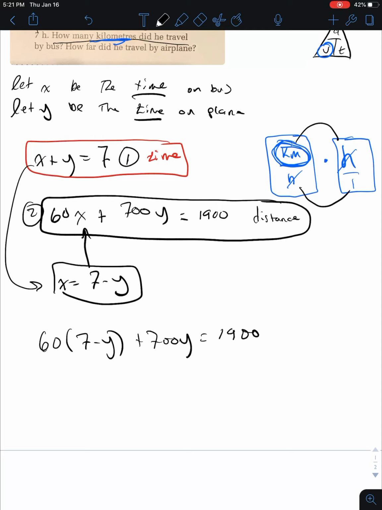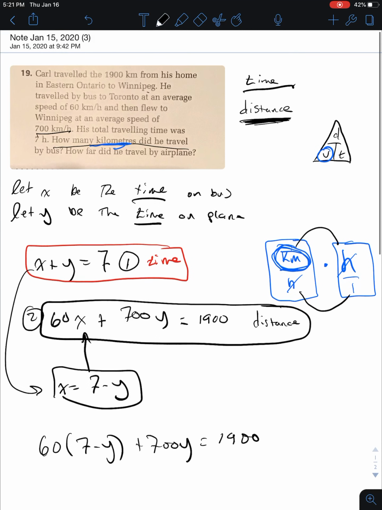How'd you get this over here? What's the distance? Remember, the whole time I'm trying to create two equations, time and distance, right? The question said 1900 kilometers was the total distance that he traveled, and because my second equation is about distance, there's the 1900. I'm going to get a distance traveled by bus and a distance traveled by plane. When I add them together, it better be 1900, because that's the total distance, right?